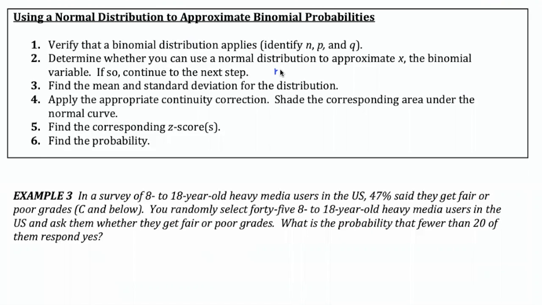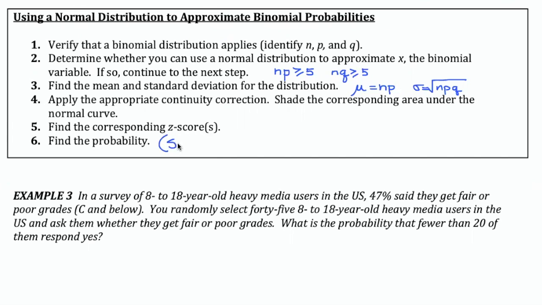And remember, that means we're going to check to see that n times p is greater than or equal to 5, and n times q is also greater than or equal to 5. If that is the case, then we can use the shortcut formulas for the mean and the standard deviation. We're going to want to apply the appropriate continuity correction, as we just saw above, and then there's two more steps. We just locate the z-score in order to find the probability for a z-score.